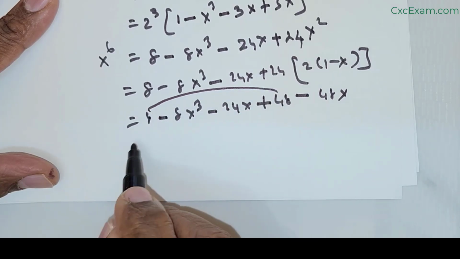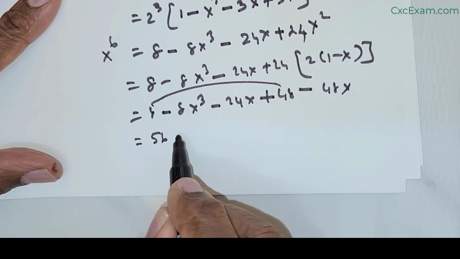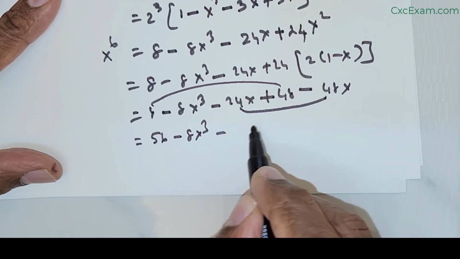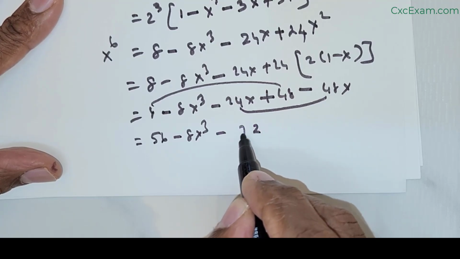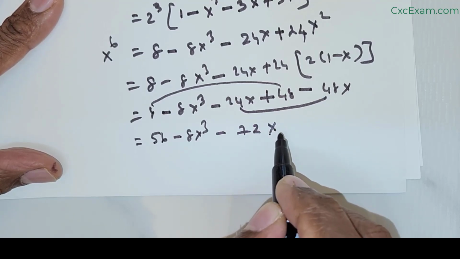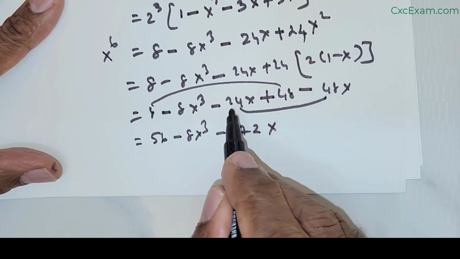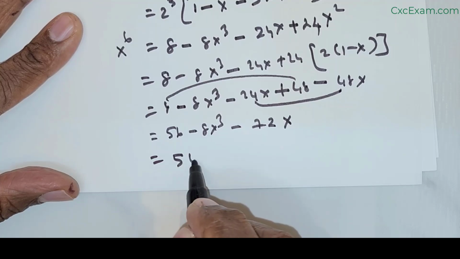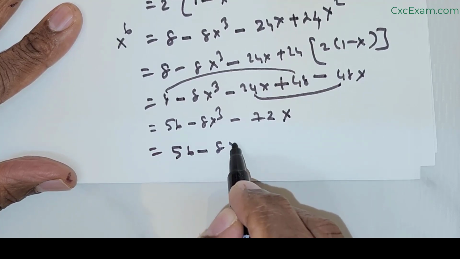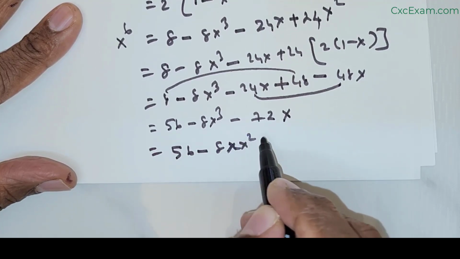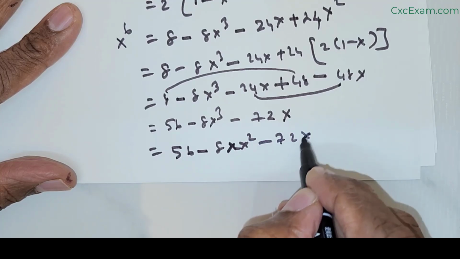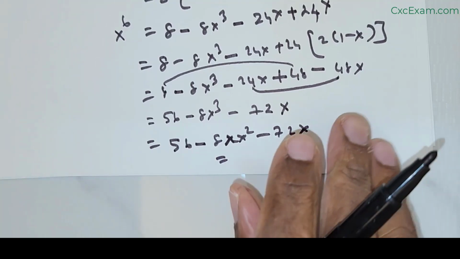Now these two can be added. That's going to be 56. You have a −x³. Now these two can be added. That's going to be 72x, right? Now this can be further rewritten as 56 − 8 times x times x. So I'm going to write it as 8 times x² − 72x.